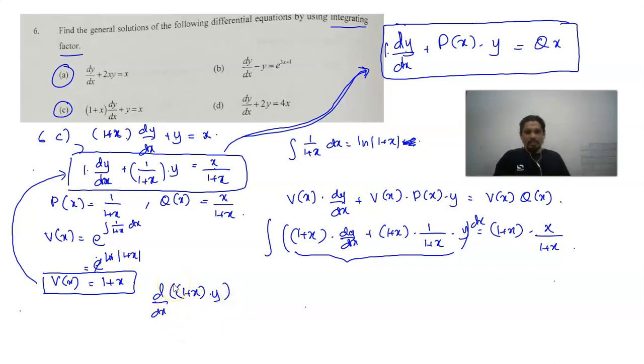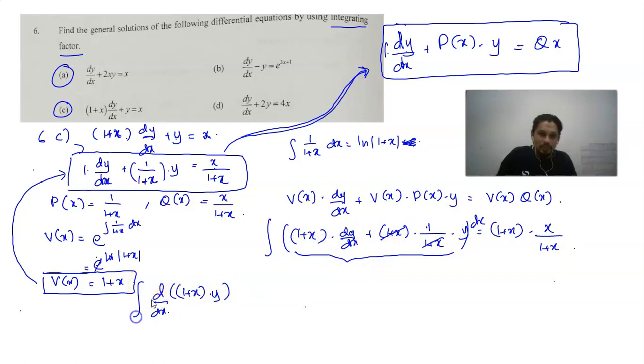Okay, let's try. The derivative of 1 plus x equals 1, and then y here. Next, 1 plus x here, and the derivative of y with respect to x is dy/dx. So we call it the derivative of (1 plus x) multiplied with y. It gives you all this.